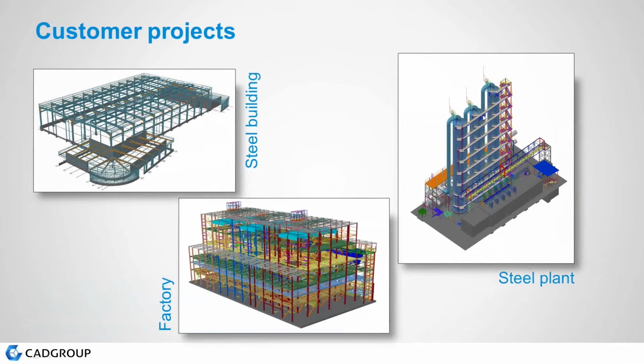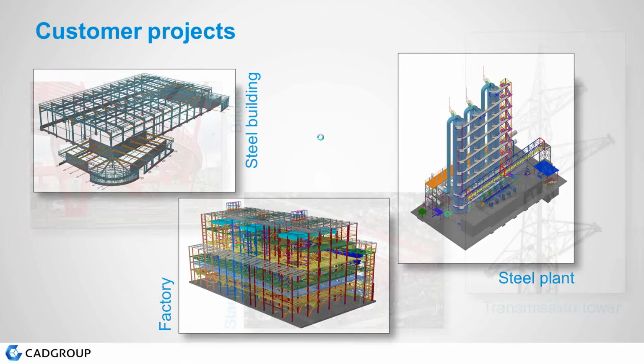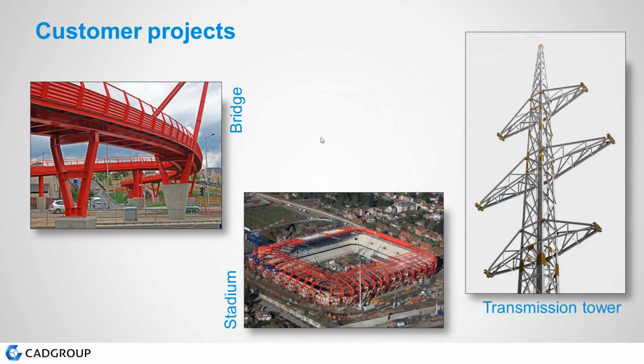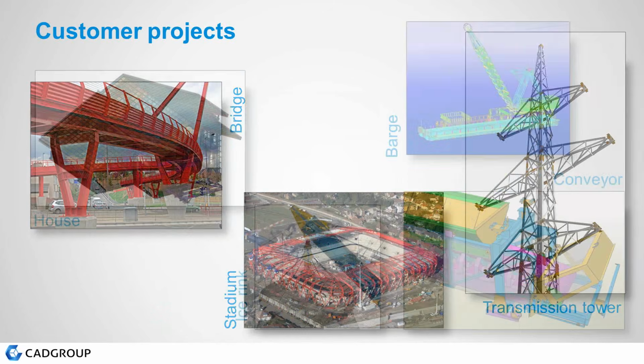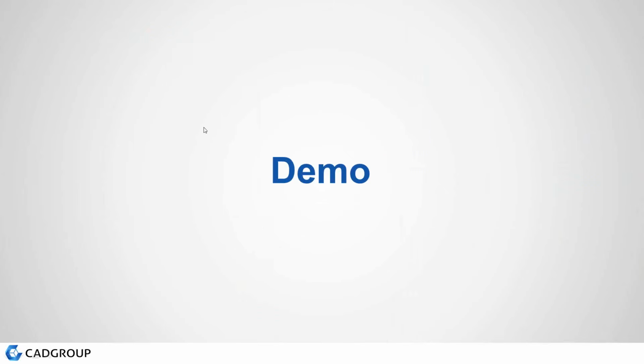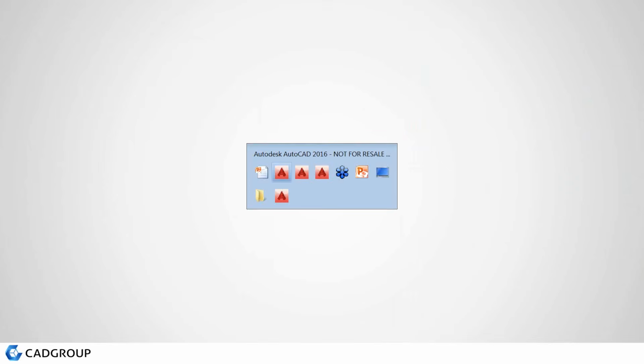All right. Before I start with the live demonstration, I've got a couple of customer projects that I wanted to show you to give you an idea of what type of projects can be done. So a few buildings, a factory here, a steel plant, a bridge, the entire stadium, a transmission tower, all done in Advanced Steel. We're running short of time, so I'm going to jump straight into Advanced Steel.